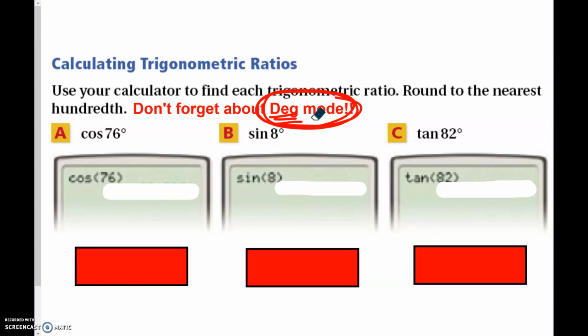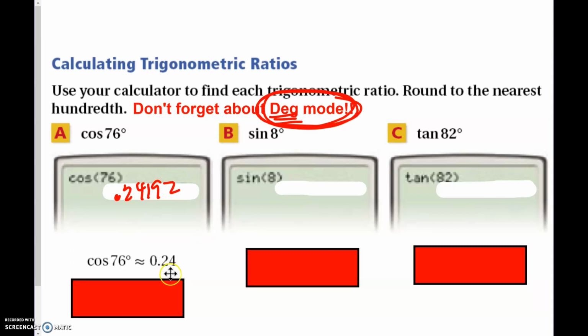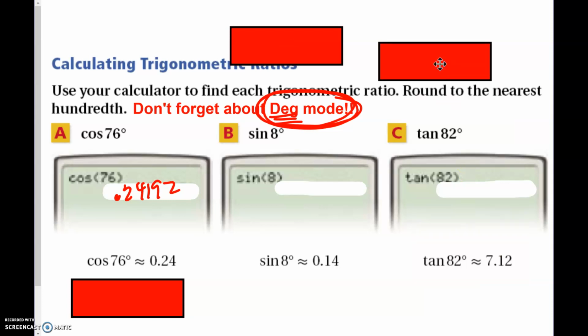Okay, so now if we do cosine of 76, this decimal should come out to be something like 0.24192, and it goes on. If you just round it to 2 places... the sine of 8, some calculators are different. Some you hit sine, then you put in the 8 and hit enter. Some of them you hit 8 and then sine. So it depends on your calculator, and that decimal should be 0.14. And then your tangent of 82 should come out to be 7.12. Again, degree mode is the big thing here.